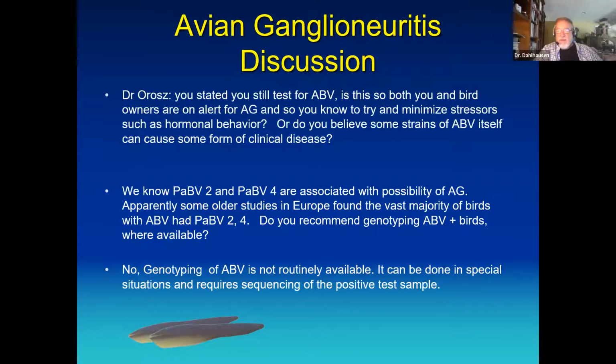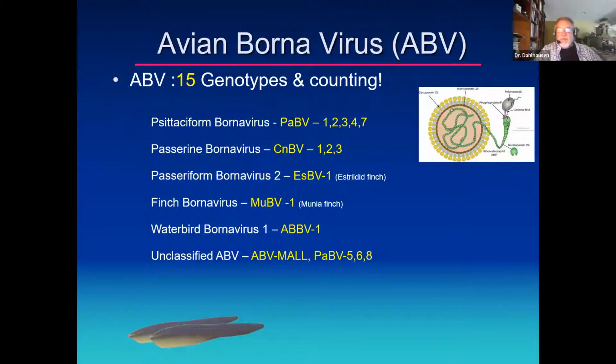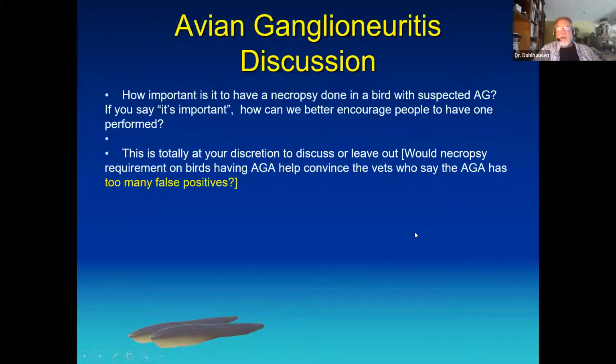So, I'm going to try to advance this if I can. Let's see here. There we go. This just shows where we're at with Bornavirus. We've got 15 genotypes and we're counting. For psittacines, it's not only 2 and 4, but there's a 1, 3, and 7. And we have a number of passerine Bornaviruses and the finch Bornavirus and the waterbird Bornavirus. And then we've got 5, 6, and 8, which really haven't been classified yet. So I think we have a lot to learn about these different genotypes. But as far as what value that would offer to you as an aviculturalist or a veterinarian treating a bird with Bornavirus, at this point in time, it probably is not going to help very much.